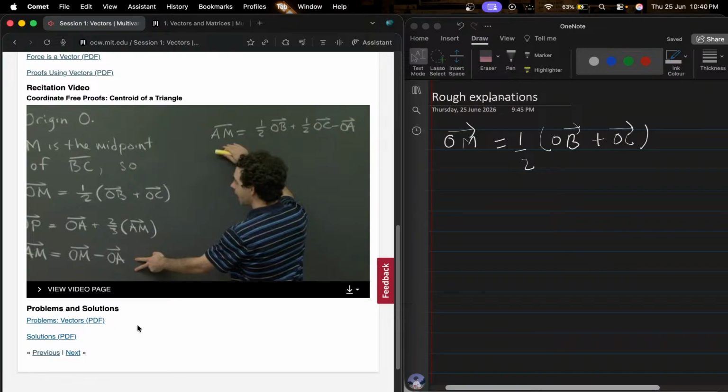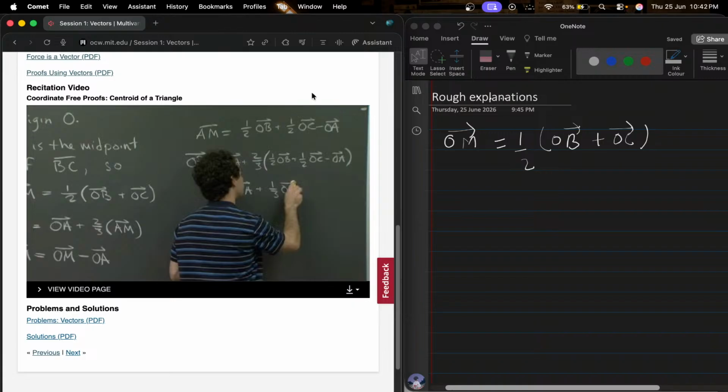And so now I need to figure out what OP is. For OP, I just need to substitute in this new expression that I've got for AM. So OP is equal to OA plus 2/3 of AM. So that's 1/2 OB plus 1/2 OC minus OA. Now you can multiply this 2/3 in, just distribute the scalar multiplication across the addition, and then we can rearrange. We'll have two terms involving OA, and we can combine them. So we have OA minus 2/3 OA, which is 1/3 OA, and then 2/3 times 1/2 OB, so that's plus 1/3 OB plus 1/3 OC.